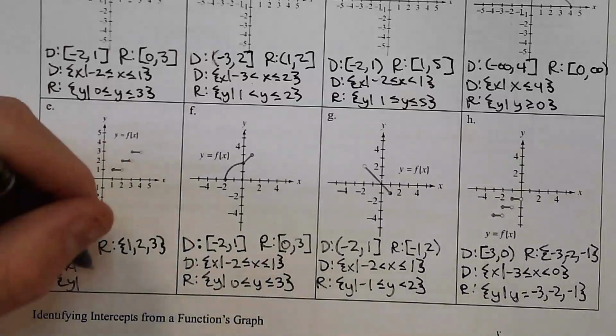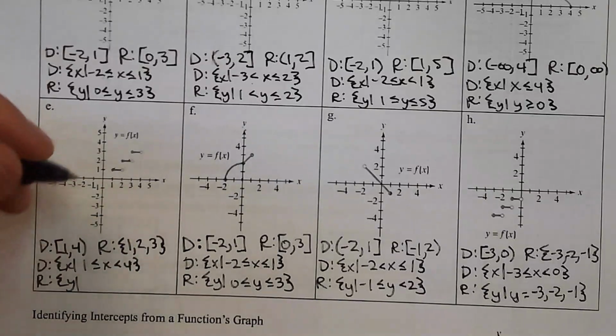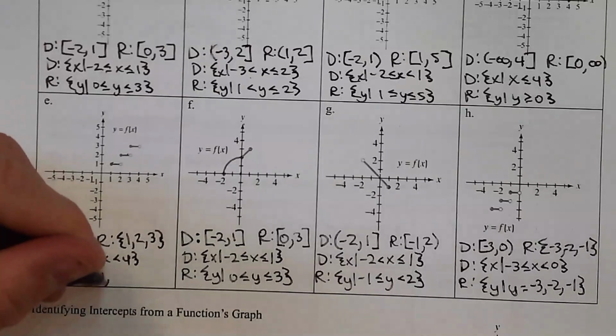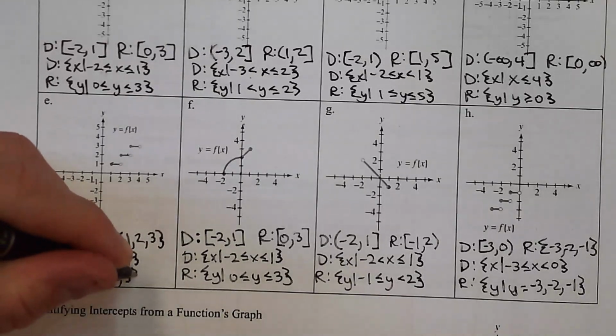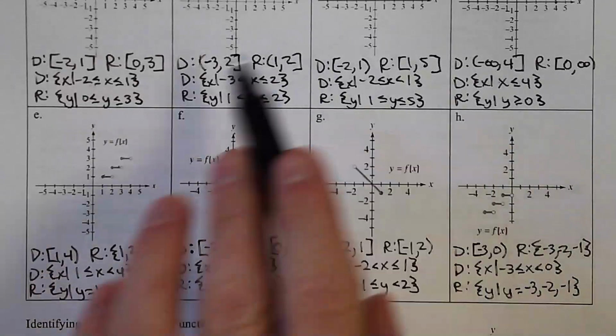This one's between 1 and 4, so 1's less than or equal to x less than 4. And this one's such that y equals 1, 2, 3. You're not, as I said, you're not going to have to know how to do the set builder stuff.